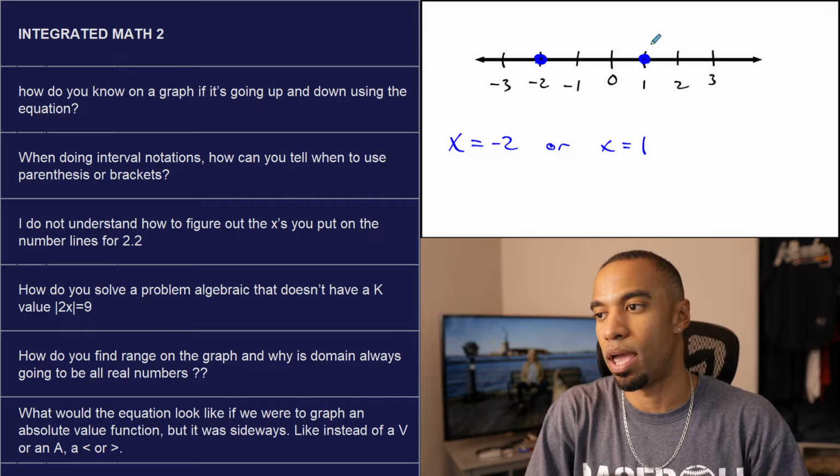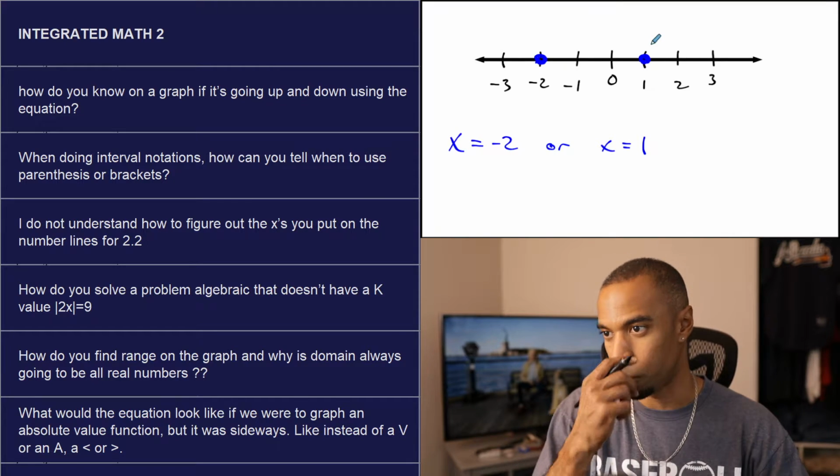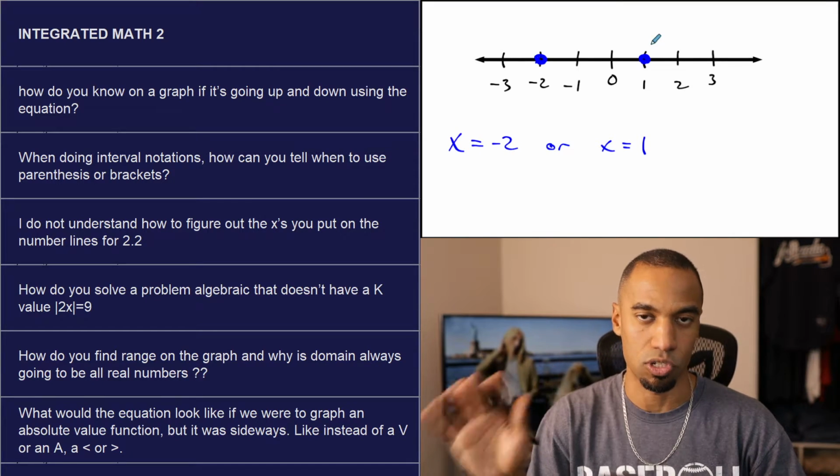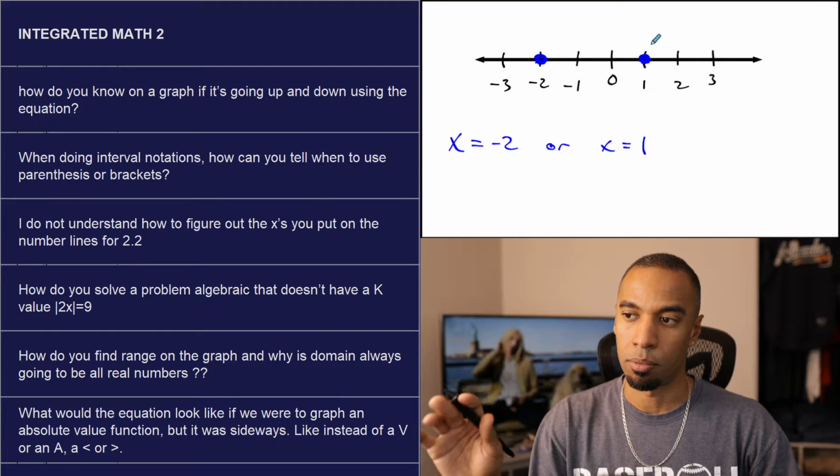I think it's just their way of going back to the fact that, hey, these are solutions, and when we get to the inequalities, we're going to have to start drawing arrows. But that's it for here on a number line.